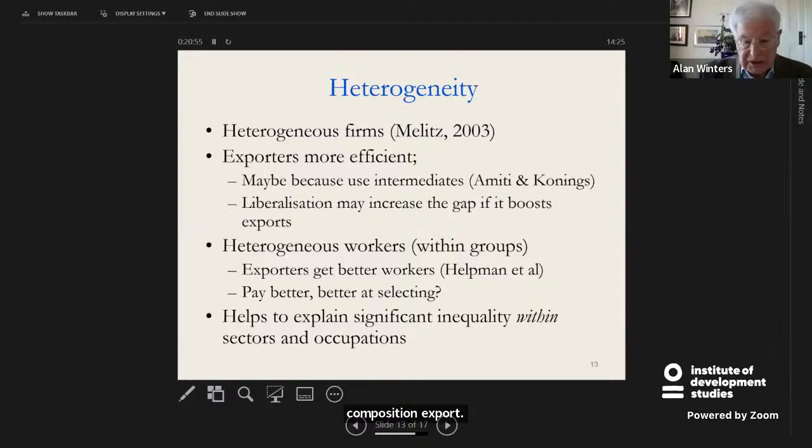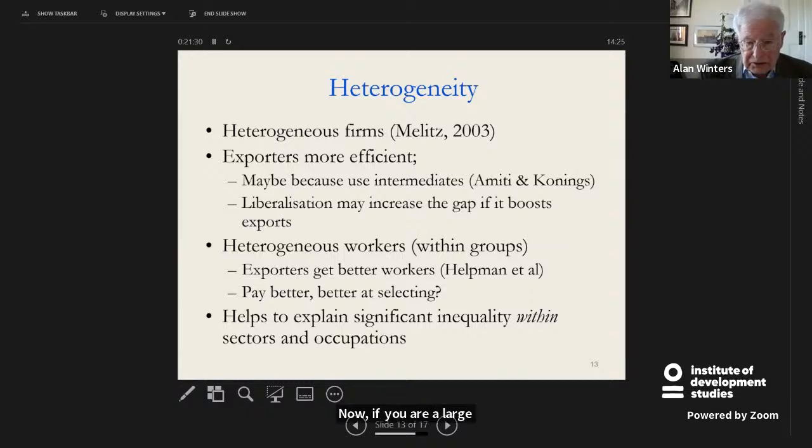Now, I briefly just want to mention a further dimension of this distinction, and that is heterogeneity. We've become more and more conscious over the last 20 years that firms are different from each other. Within any industry, we find the difference between the most and the least productive firms typically factors of 50, 60 in their productivity, absolutely massive. And we do know that typically in most countries, exporting firms are larger and more efficient.